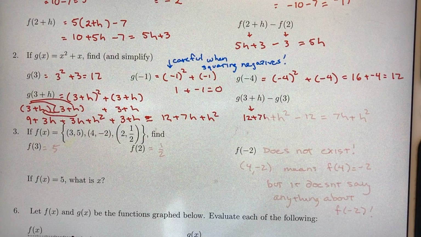12 plus 7h plus h squared, and then subtract off g of 3, we figured out was 12. Oh, look at that. The numbers cancel again. Coincidence? I think not. Okay.